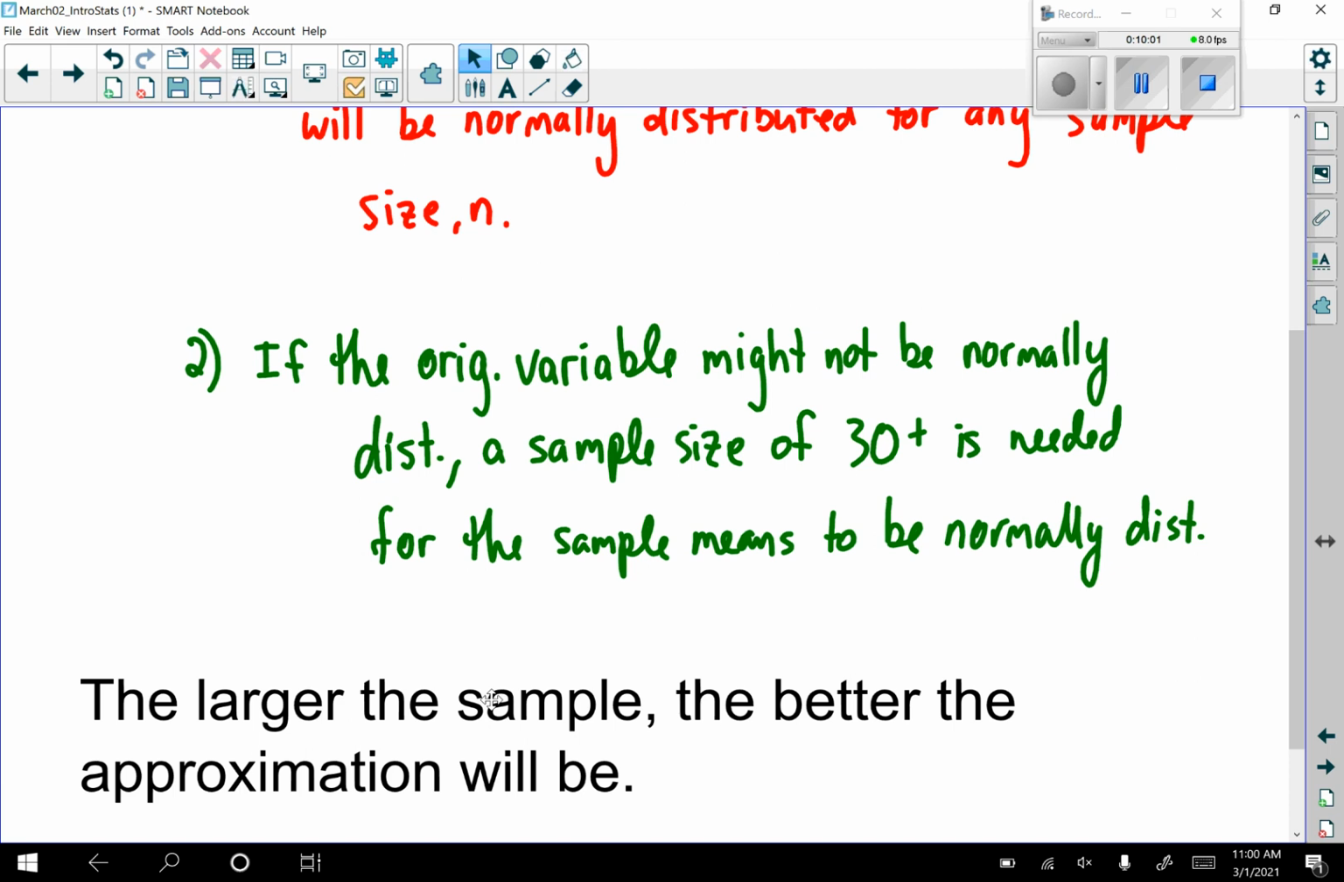All right, so we're just going to go through 3 examples here using this new formula, or perhaps seeing if we need to use the first formula for an individual or the new version of the formula for sample means.